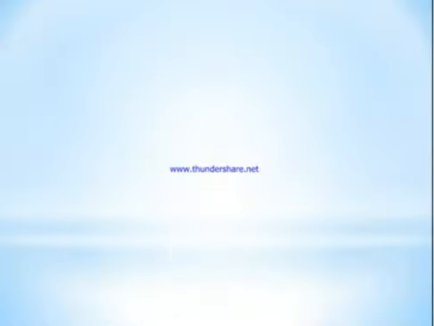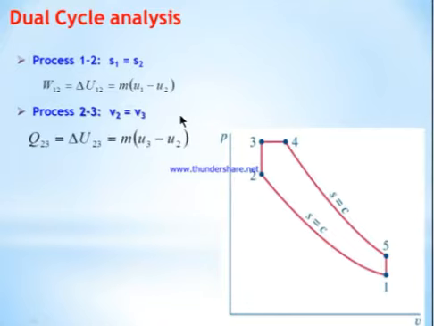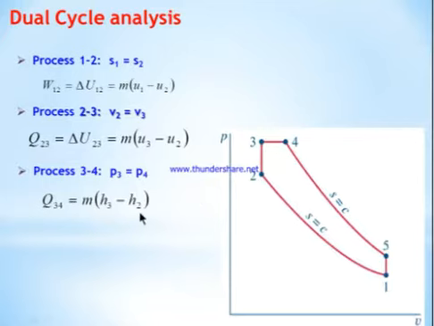Now the energy balance over the dual cycle is the following. This is the PV diagram. Process 1 to 2 is isentropic compression. So this compression work, or W input, can be found through this equation. And process 2 to 3 is constant volume heat addition. So this heat can be found through this equation. And 3 to 4 is constant pressure heat addition. So this added heat can be found through this equation.